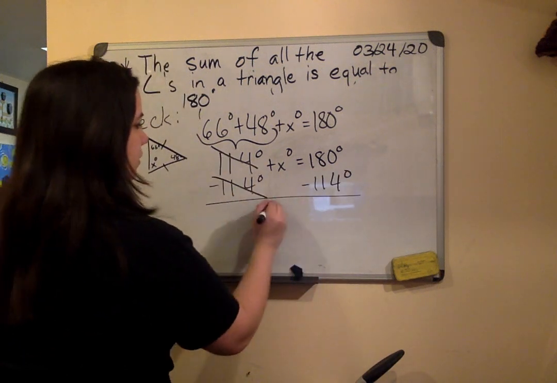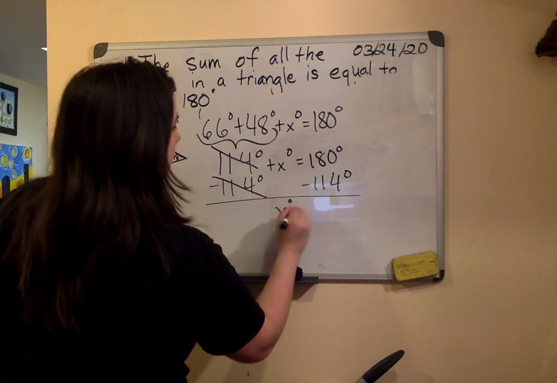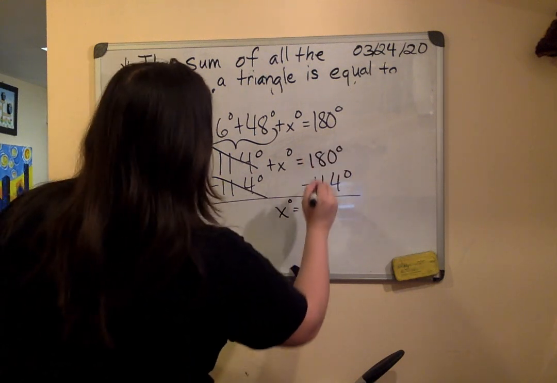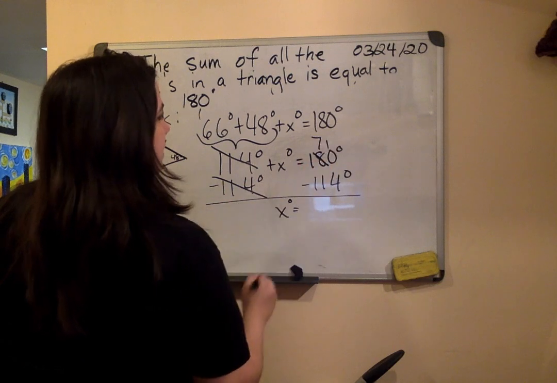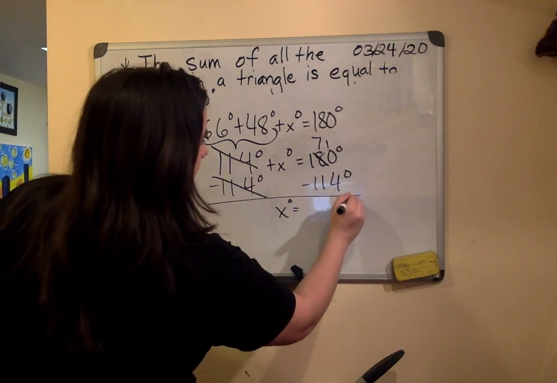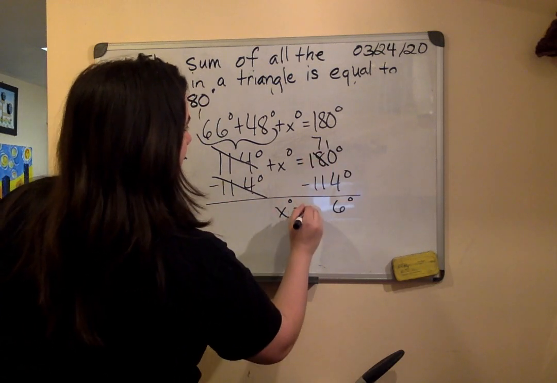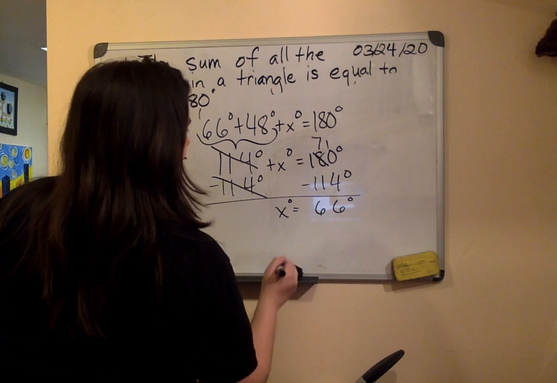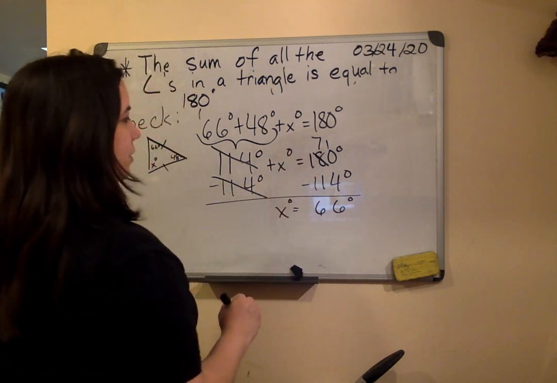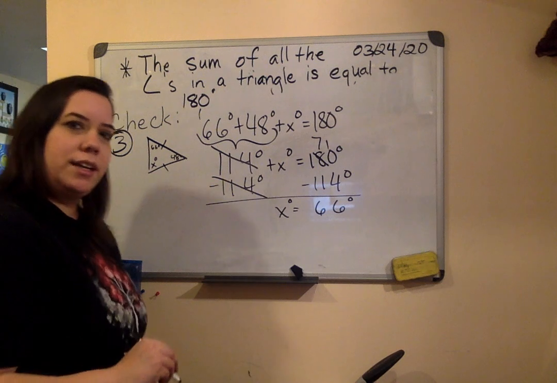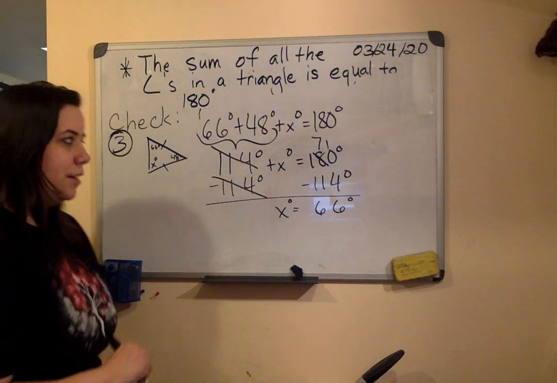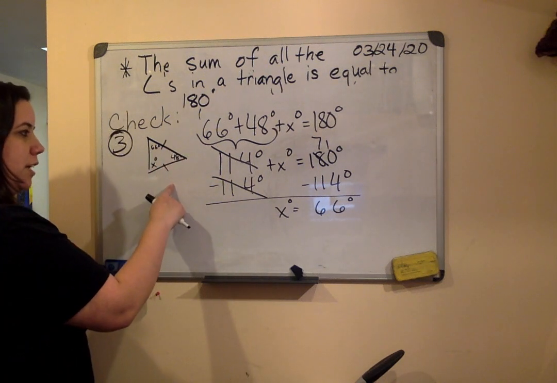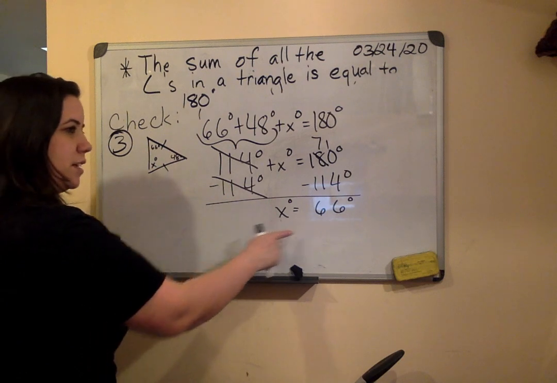114 gets canceled out, leaving me with x degrees equals, can't do 0 minus 4, so we get 7. 10 minus 4 gives me 6. 7 minus 1 is 6. And 1 minus 1 is 0. 66 degrees. Wait a second. x equals 66, and we have another 66.